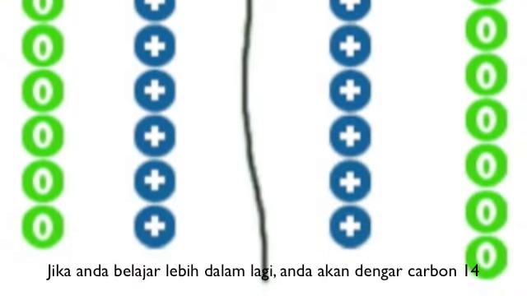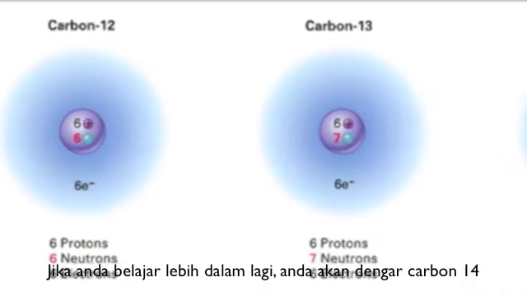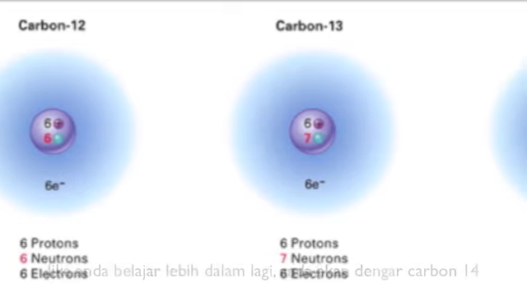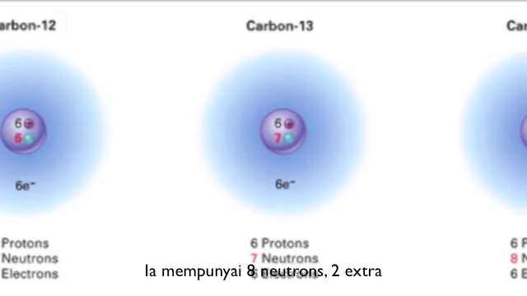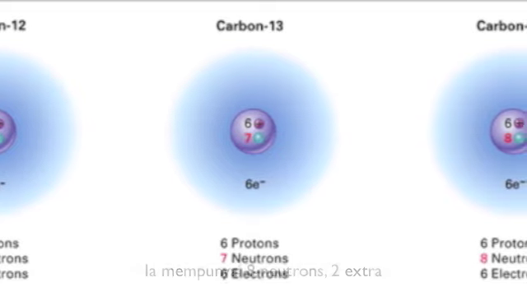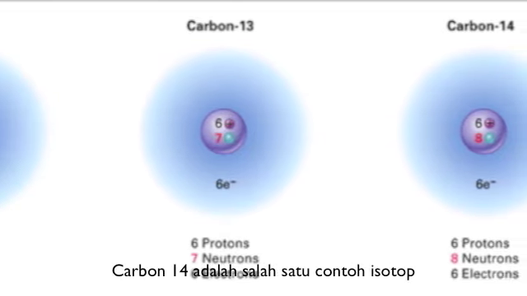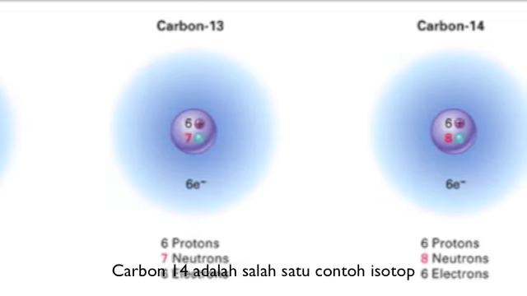As you learn more about chemistry, you will probably hear about carbon-14. It has 8 neutrons, 2 extra. Carbon-14 is considered an isotope of the element carbon.